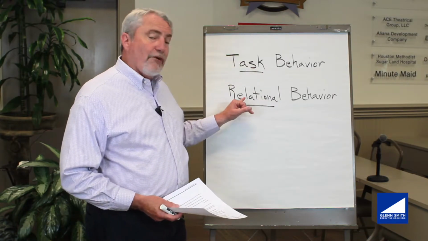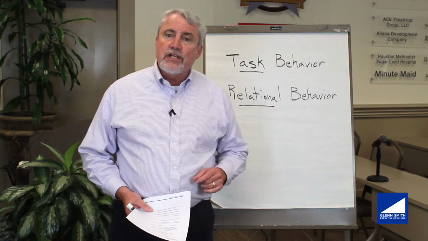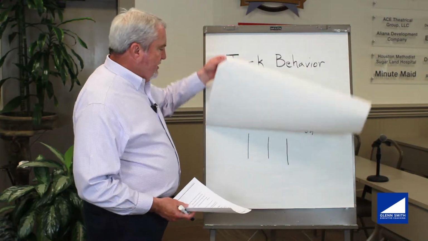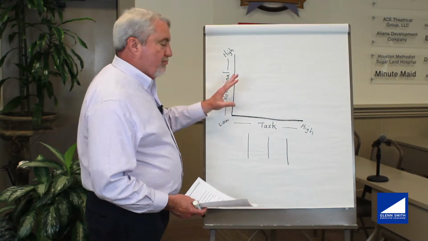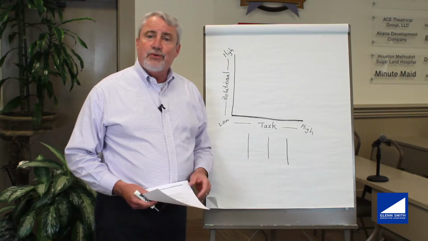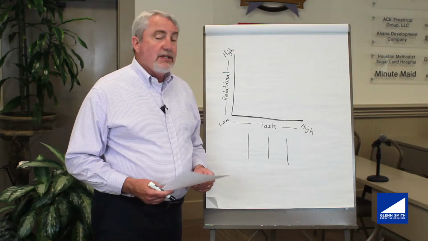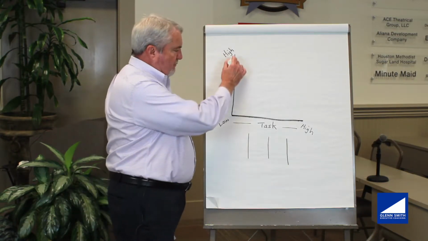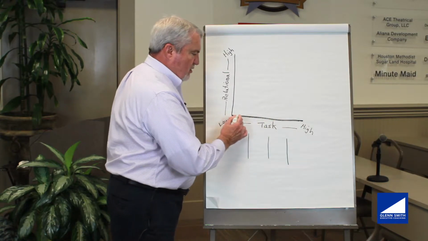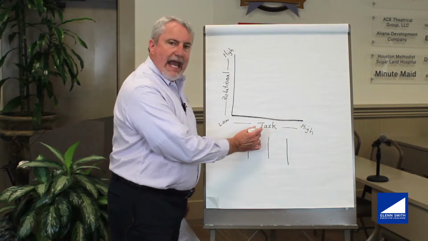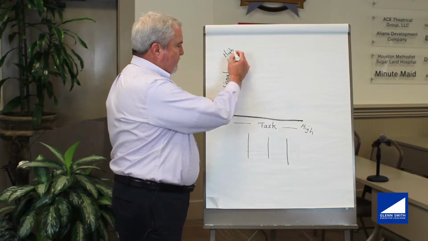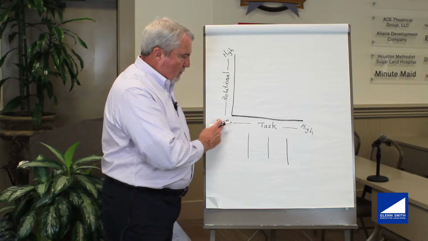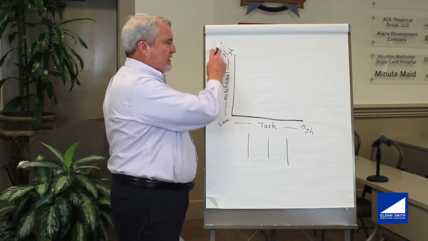Some situations call for high task, some situations call for low task. Some situations call for high relational behavior, some situations call for low relational behavior. And to help you understand that, I've put it on a grid here, and you can look up this model online. Just look up situational leadership, do a Google search, and you'll find this chart that I'm going to draw out for you here. So let this represent 2 axes, and this horizontal axis right here is going to be task behavior, and this vertical axis right here is going to be relational behavior. Now this is low, this is high, this is low, this is high.